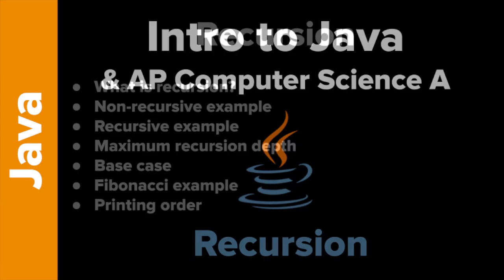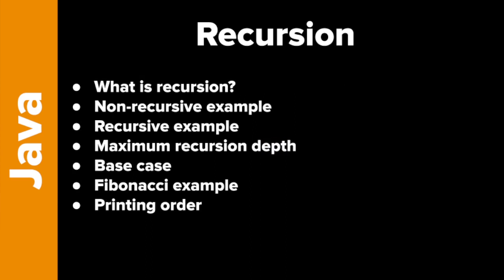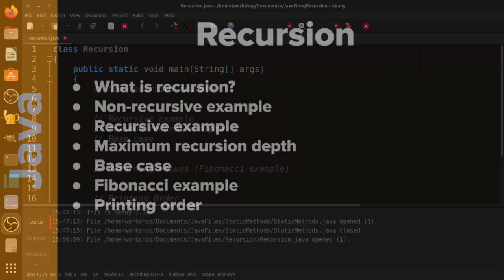So let's go ahead and take a look at what we're gonna learn. First, talk a little bit about what recursion is. And I'll give you a little non-recursive example to get the idea going. Then same thing in a recursive example. I'll talk about the maximum recursion depth and a base case, which is super important in here. So by the end of this, you'll understand what all this is. Then we'll do one example of a recursion algorithm, the Fibonacci sequence. And then we'll talk a little bit about printing order and how to think about working through the code.